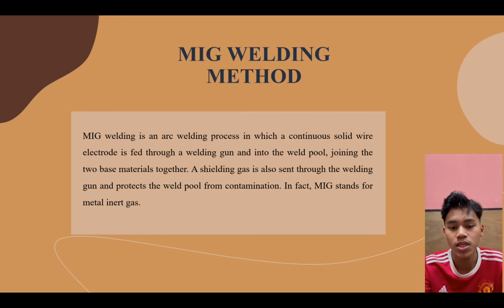So today I want to talk about the MIG welding method. MIG welding is an arc welding process in which a continuous solid wire electrode is fed through a welding gun and into the weld pool, joining the two base materials together. A shielding gas is also sent through the welding gun and protects the weld pool from contamination. In fact, MIG stands for metal inert gas.